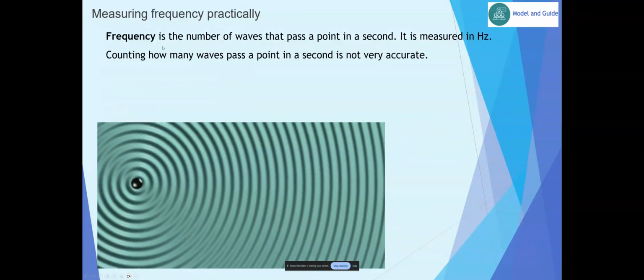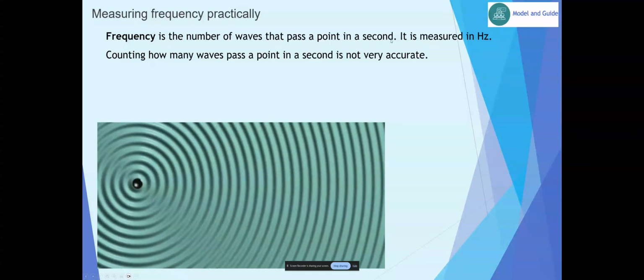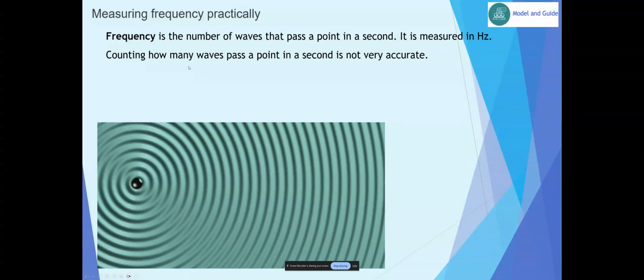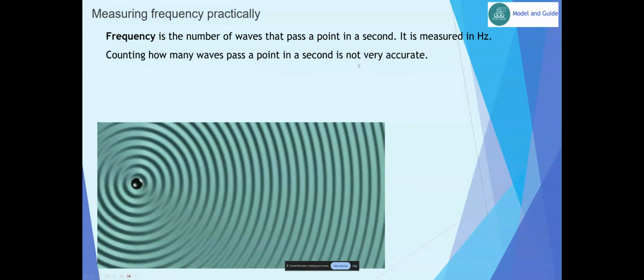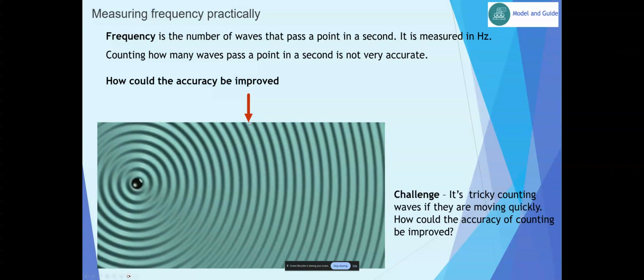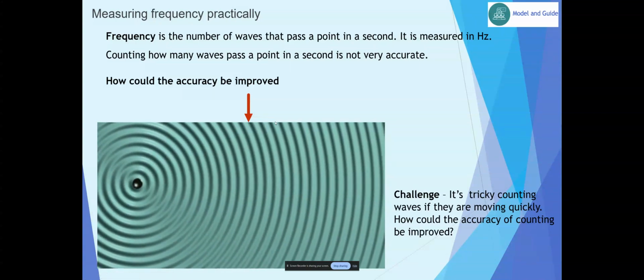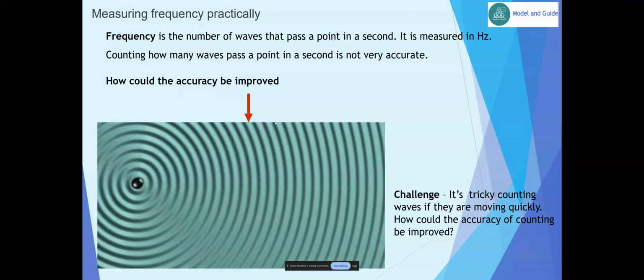Now, frequency is the number of waves that pass a point in a single second. It's measured in hertz. Counting how many waves pass a point in a second is not very accurate. So imagine if we had this point here and we counted how many waves passed a point in a second. It would not be very accurate because a second isn't very long.